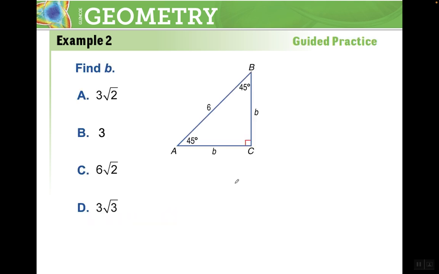Okay, I'll let you do this. You set 6 equal to b square root 2. You take 6 divided by the square root 2, and then you need to rationalize your denominator. You should end up with 3 square root 2.